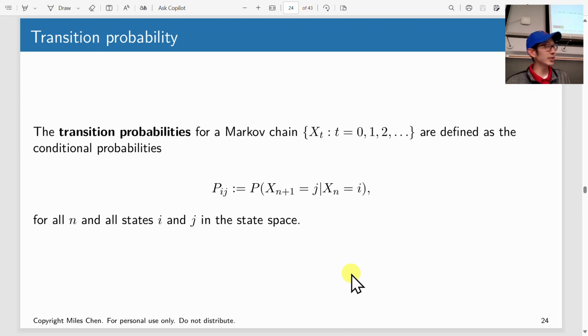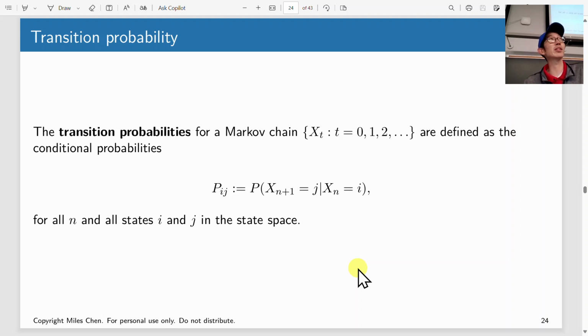We define what we call the transition probability of a Markov chain as a conditional probability. P_ij is the probability of going to state j at time n plus 1 if your current state at time n is state i. Basically, today you are at state i. What is the probability that tomorrow you'll be at state j? That's P_ij.